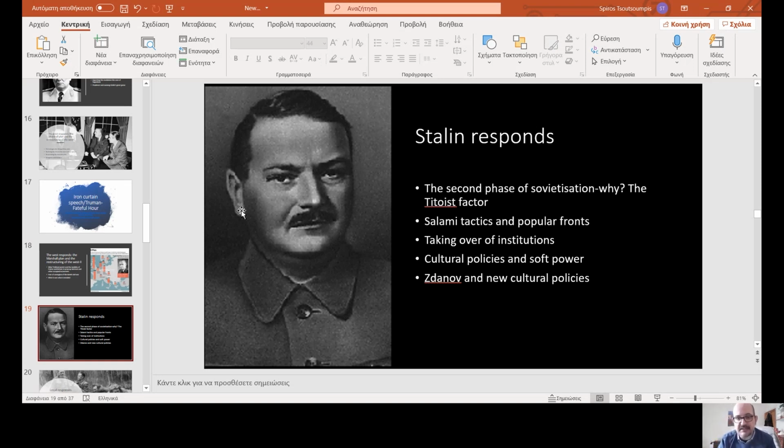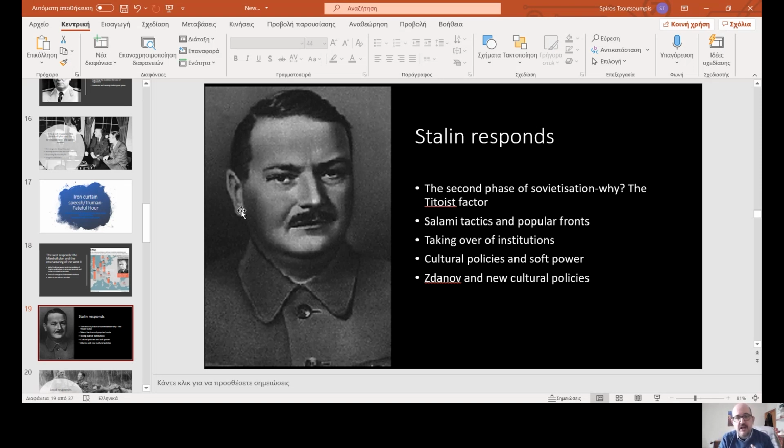So we have these salami tactics and popular fronts, which is a divide and rule strategy that divides the political world, the political establishment, while also allowing the Soviets to come into the center of power, the Soviet-propelled communist parties. And they use this to slowly take over institutions. So by the late 1940s, universities, schools, and so on are being taken over by agents and by communist sympathizers.